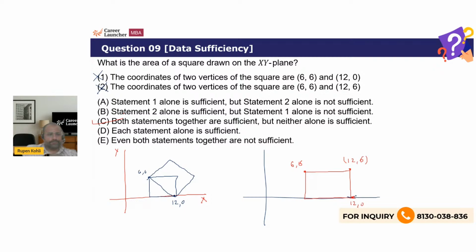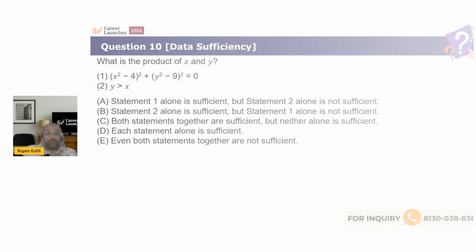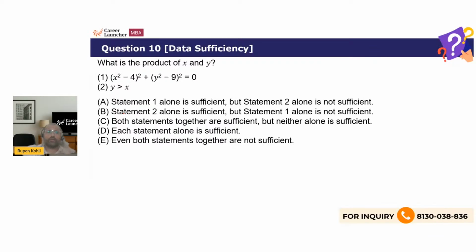Perfect. Okay, here we go. Next one. What is the product of x and y? Simple, straightforward, to the point. What is x into y? Statements are given, 1 and 2. First one: x square minus 4 the whole square plus y square minus 9 the whole square is 0.